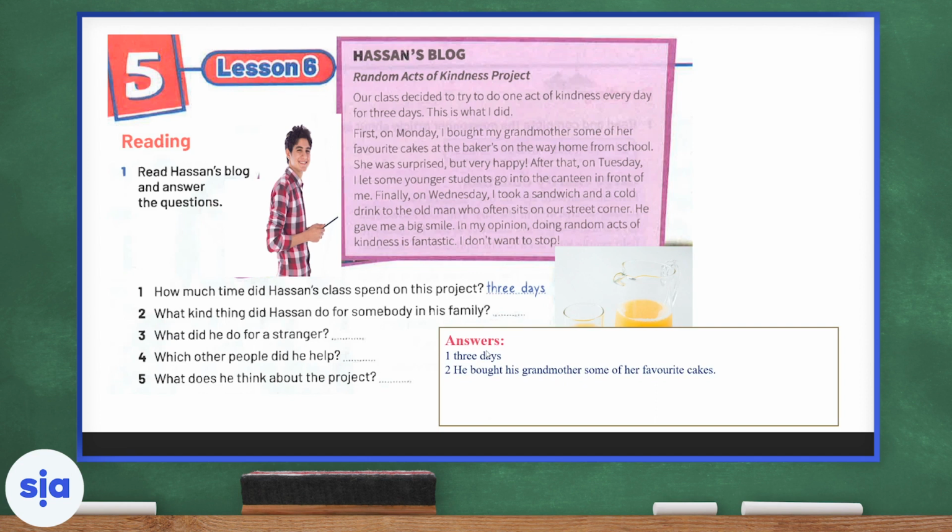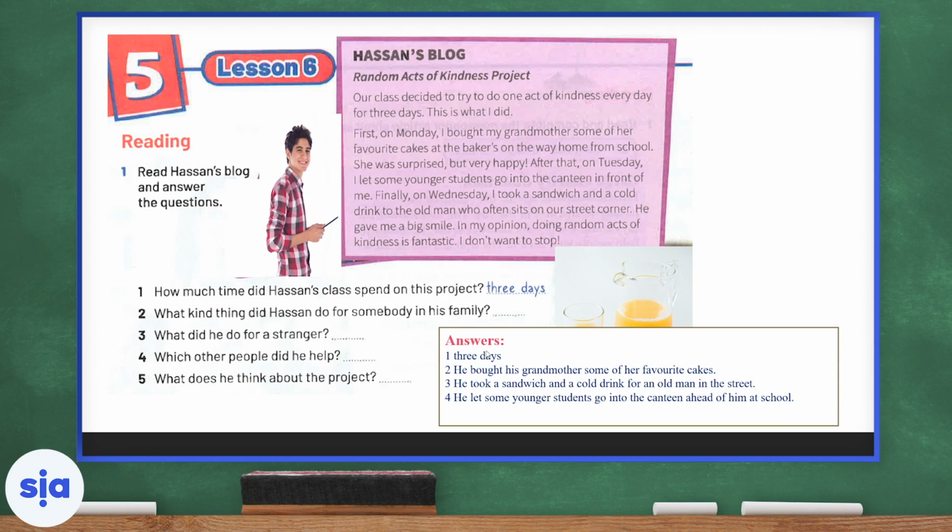Number 3, what did he do for a stranger? Remember, a stranger is a person that we do not know. And he took a sandwich and a cold drink for an old man in the street, for the stranger in the street that he did not know. Number 4, which other people did he help? Of course, he let some younger students go into the canteen ahead of him at school.